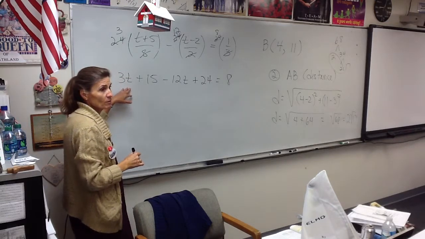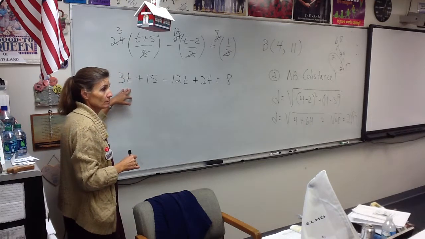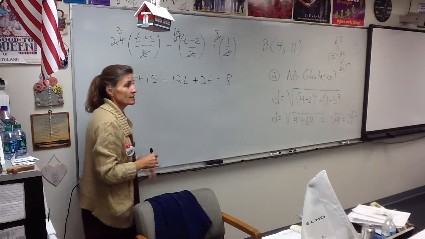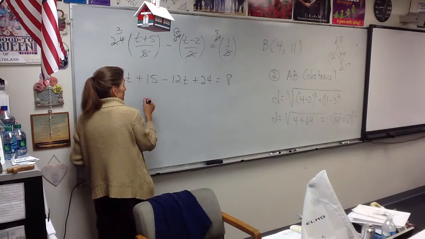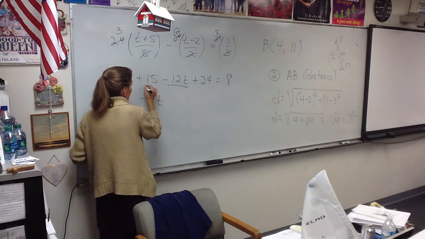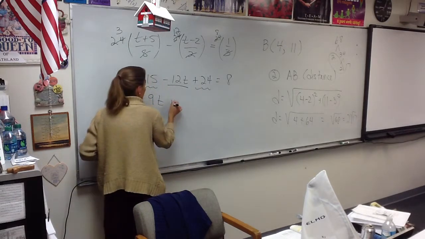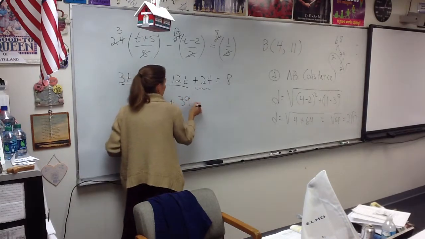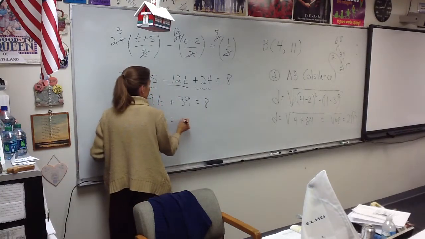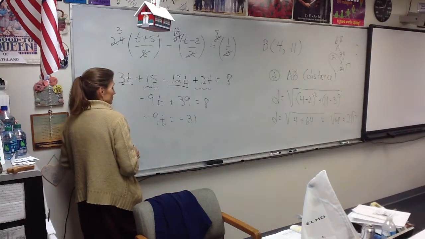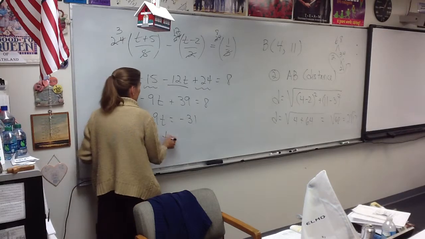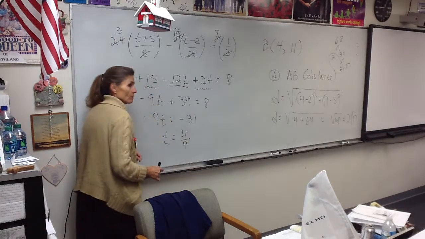Doesn't that equation look better than the one I started with? Yeah. 3t minus 12t. Oh, -9. Negative 9t. 15 and 24. 39. What do I do now? Subtract 39. Subtract 39. My answer will be 31 over 9.